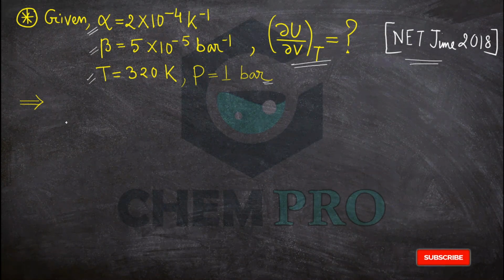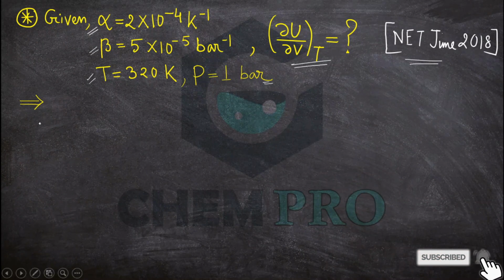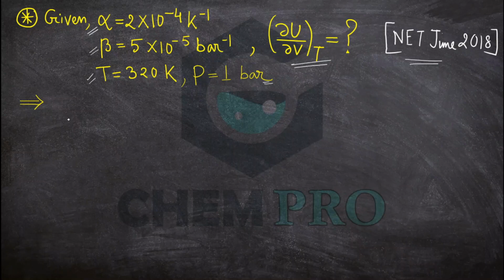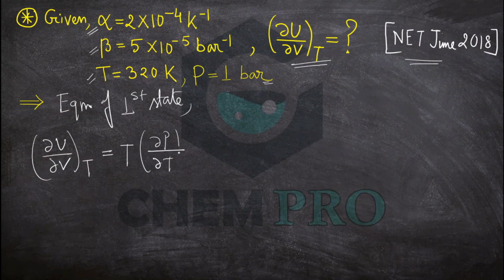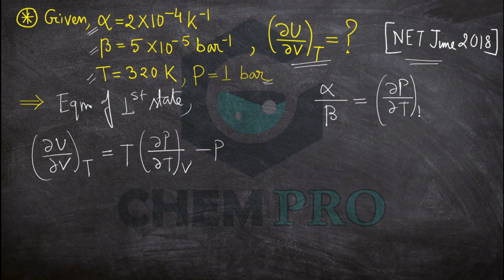For that we have to recall the thermodynamic equation of state. So the equation of state is (del U by del V) at constant T equals T into (del P by del T) at constant V minus P. So this is the thermodynamic equation of state. And from the relation of alpha and beta, we just had that alpha by beta equals (del P by del T) at constant V.